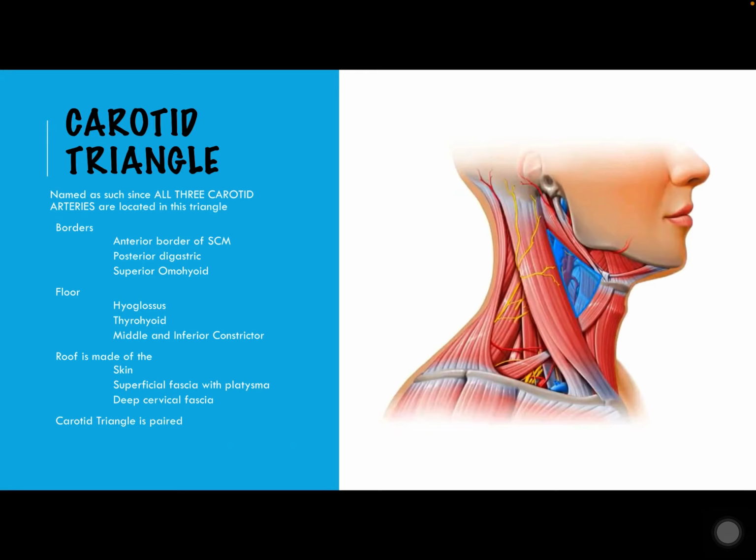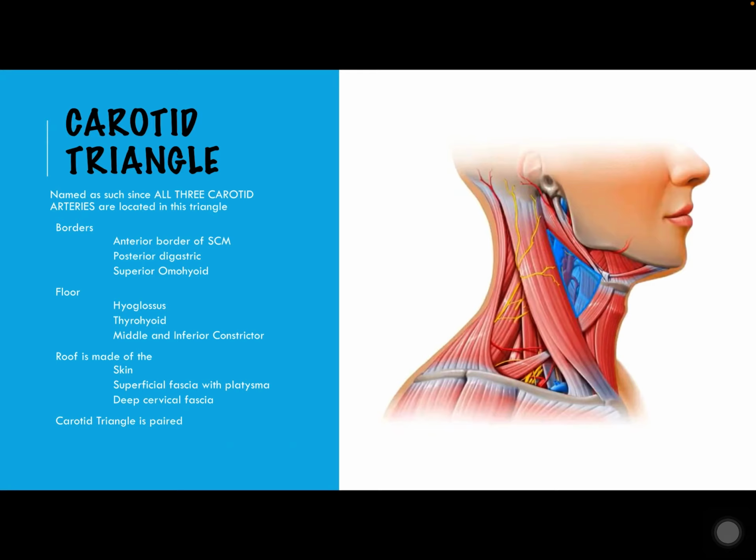Now let's discuss the carotid triangle. The carotid triangle is named so because it contains the carotid arteries. It is bordered by the sternocleidomastoid muscle posteriorly, the posterior digastric muscle superiorly, and the omohyoid muscle inferiorly. The floor of the triangle is made by the hyoglossus, thyrohyoid, and middle and inferior constrictor muscles. The roof again is made by skin, superficial fascia with platysma, and the deep cervical fascia.